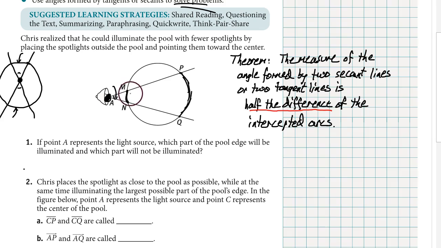For example, if arc MN was 15 degrees and arc PQ was 80 degrees, then the measure of this angle A out here would be half of 80 minus 15. 80 minus 15 is 65, and half of 65 degrees is 32.5 degrees. Angle A is 32.5 degrees.